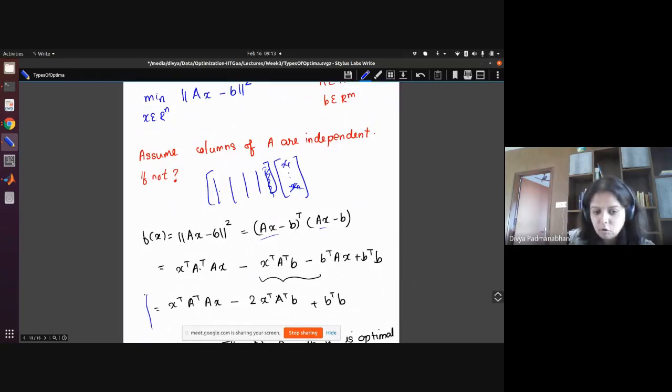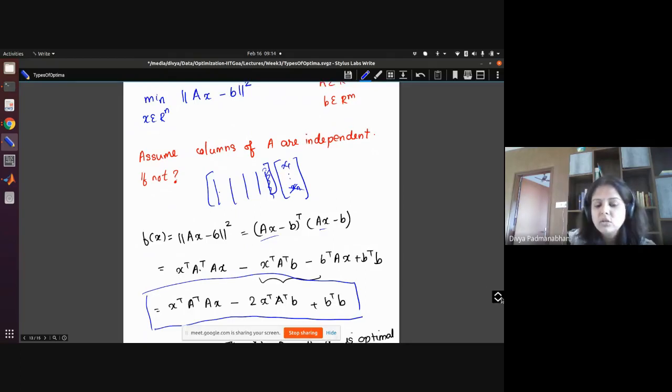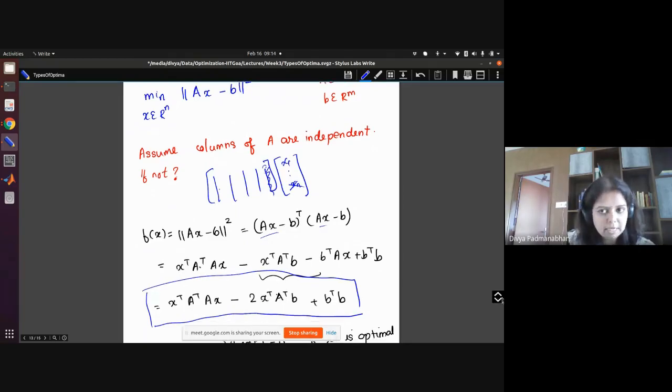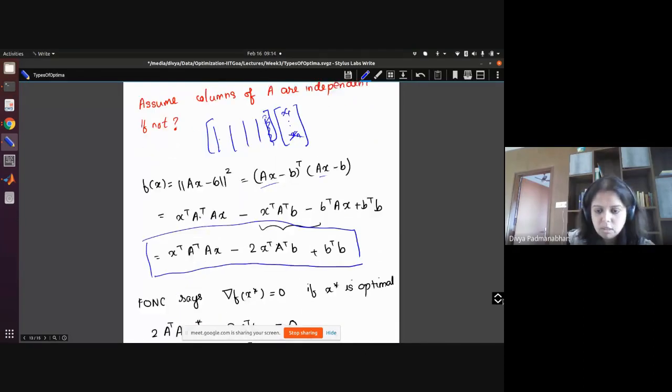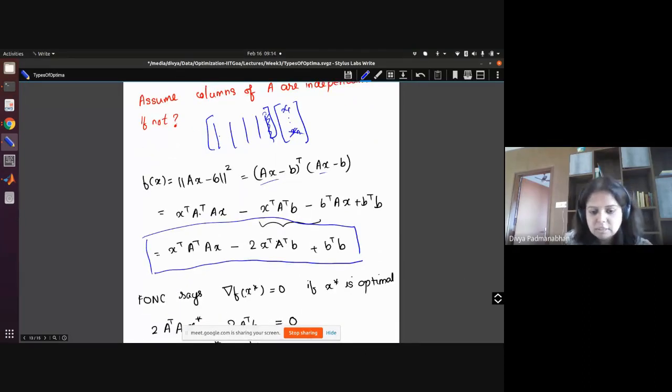So f of x is x transpose A transpose A x, minus a term which depends on x, plus a constant. Now what do you do? You set the gradient to 0. That's what the first order necessary condition tells you.